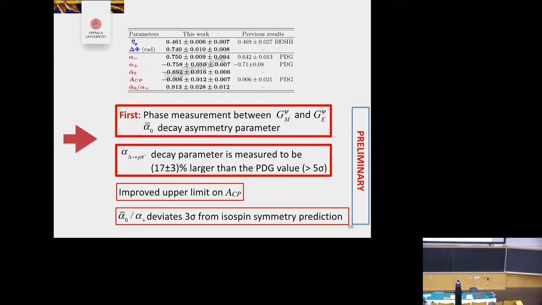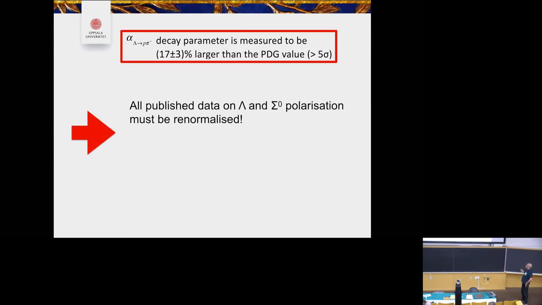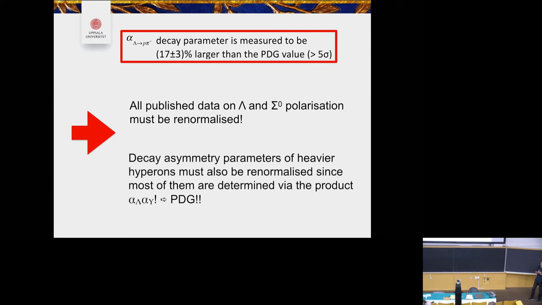So what impact does this asymmetry parameter measurement have? Well, it has an impact on all of what I said earlier, because all published data on lambda and sigma zero polarization must be renormalized according to this. So they are 17% lower than they have been published, if this is correct. And secondly, the decay asymmetry parameters for the heavier hyperons are not independently measured. They are measured as the product of the lambda decay asymmetry parameter and the asymmetry parameter of the heavier hyperon. So all this has to be revised accordingly in the PDG.